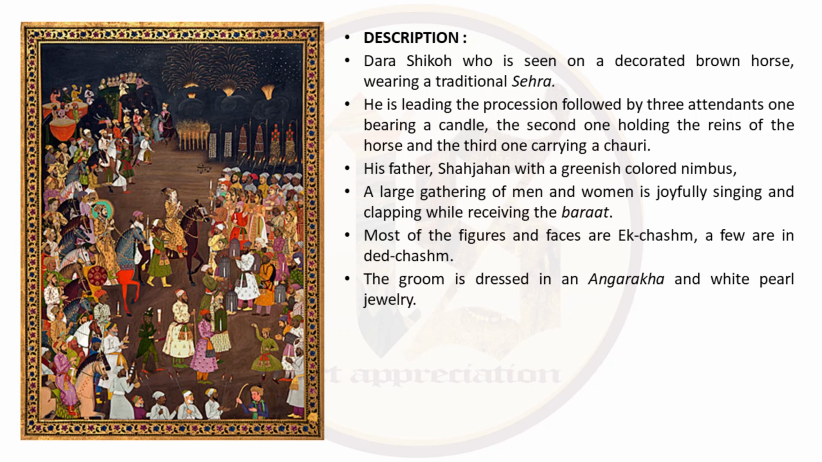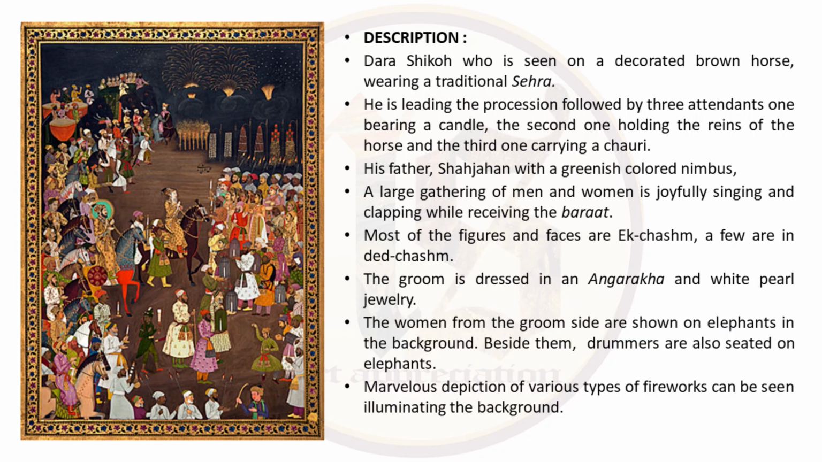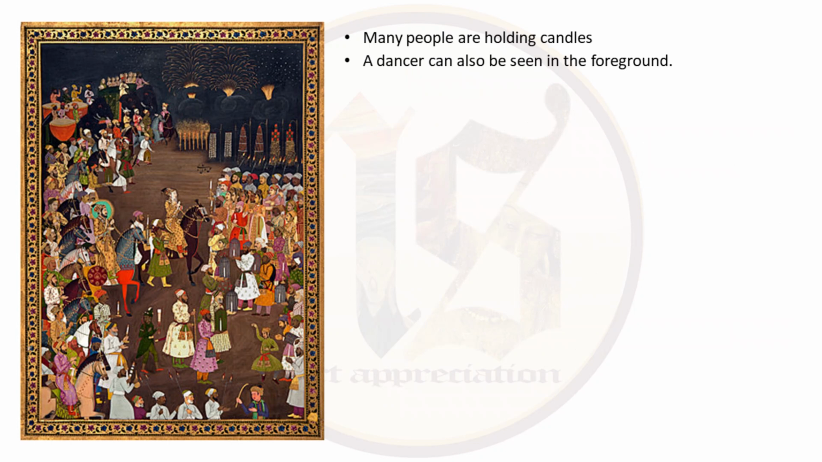The groom is dressed in an angrakha and is wearing white pearl jewelry. The women from the groom's side are shown on elephants in the background. Beside them, drummers are also seated on the elephants. Then marvelous depiction of various types of fireworks can be seen illuminating the background. Many people in the painting are holding candles. A dancer can also be seen in the foreground.